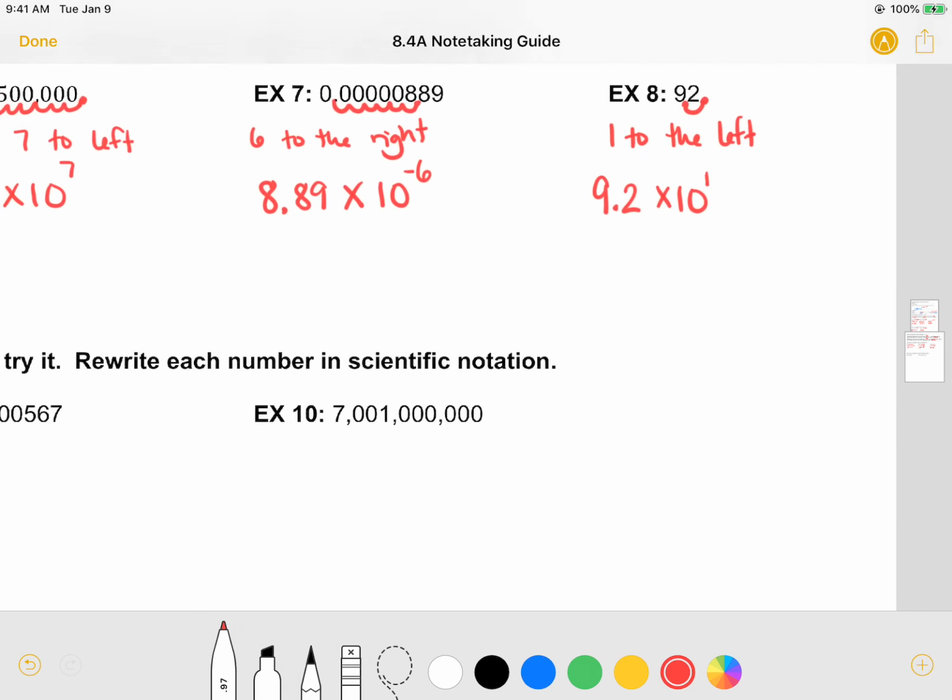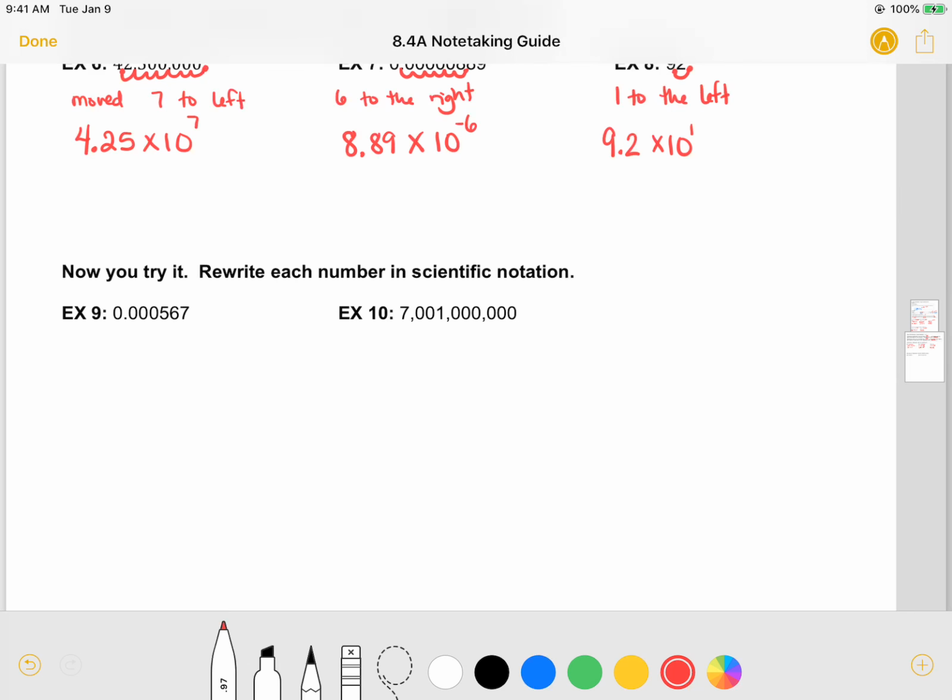Okay, so again, I want you to try a couple of these on your own. I would like you to try example 9 and 10. What you're going to do is rewrite the number in scientific notation. So I want you to go ahead and pause the video, and when you're ready to check your answer, go ahead and resume playing, and we'll talk about what the answer should be for number 9 and 10.